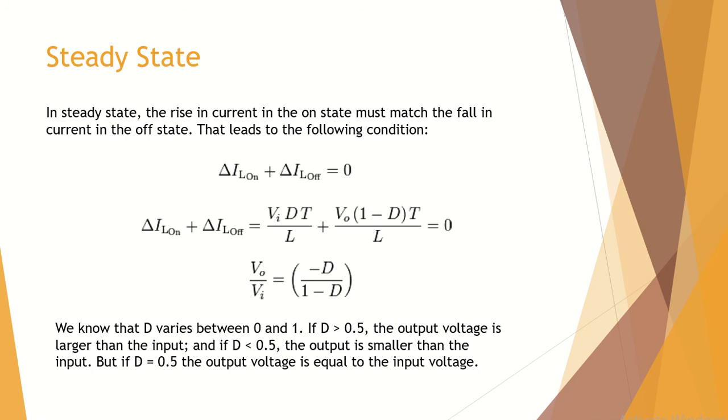And what we get over here is the equation for the gain of the converter. If you see over here, the output is negative because we have seen that in both cases the output current is flowing from the negative terminal of the load resistance.